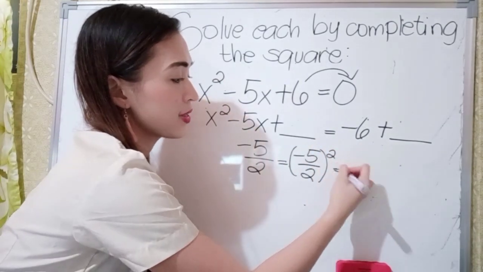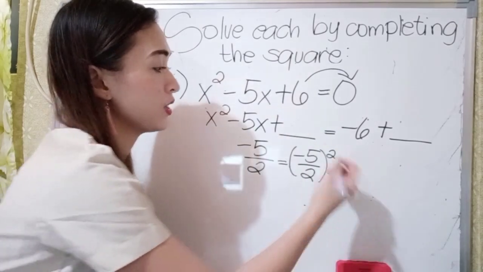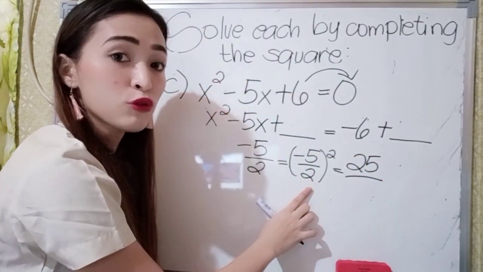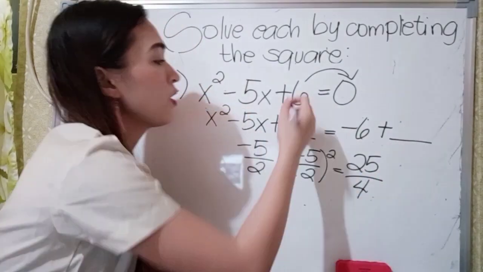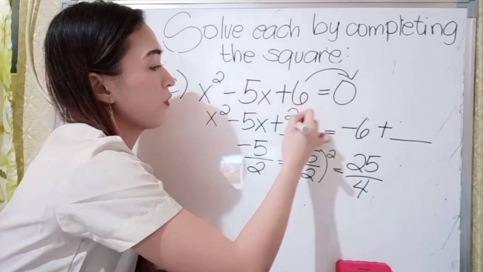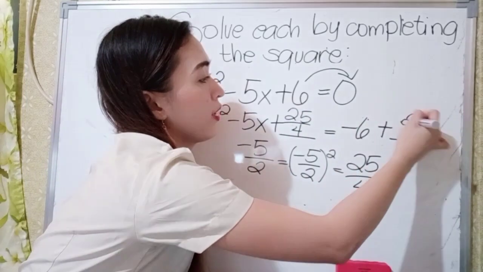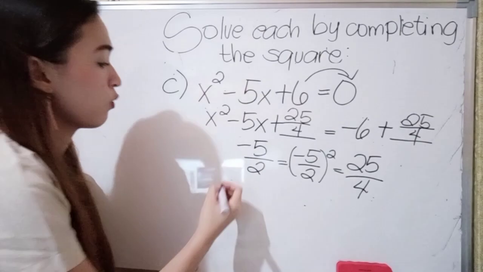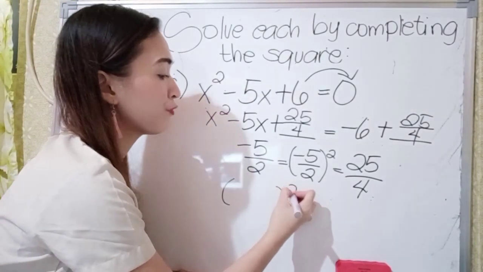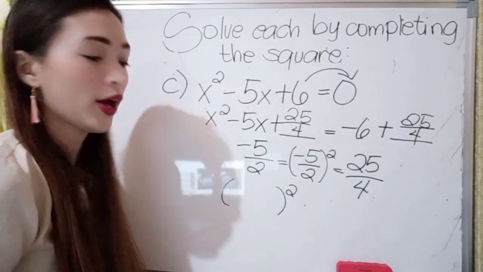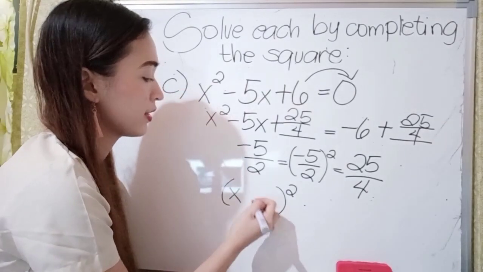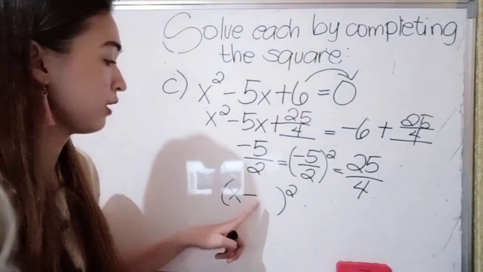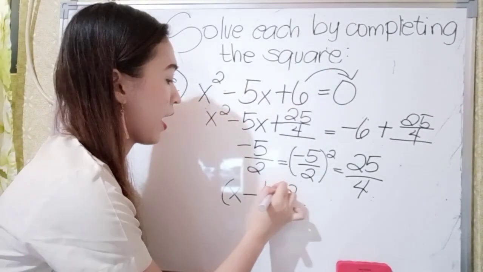Square is negative times negative is positive. 5 times 5 is 25. Over 2 times 2 is 4. Okay? So, this is 25 over 4. And then 25 over 4. Next, what is the factored form of this? Okay? So, we have x. So, this is negative. So, put negative here. And then 5 over 2.